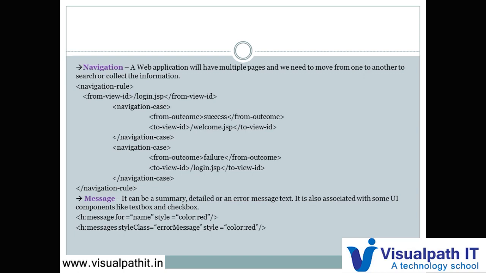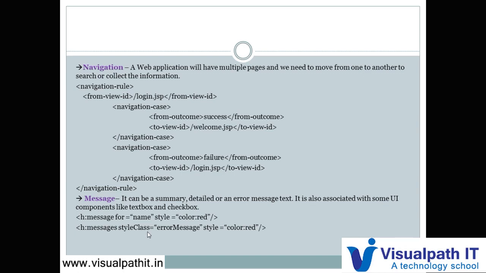So navigation of this type is enclosed between the navigation rule element, within which we have the login.jsp. If the outcome is success, it means go to welcome.jsp. If it is a failure, it means go back to login.jsp. For example, if the user has entered the wrong login, if the username is incorrect, or the password is incorrect, or if he has not provided one, then it will go back to the login.jsp so that he has to retype it again.